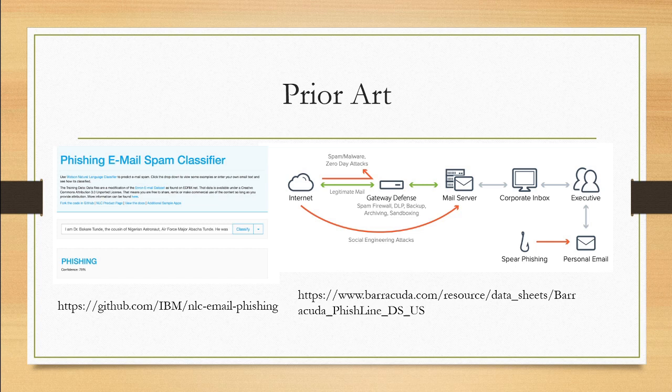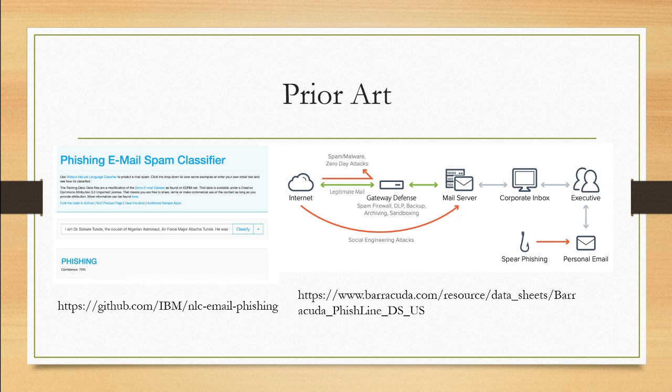So for prior art, there's two things. IBM has a natural language processing email spam classifier, and it uses the Watson system and the Watson algorithm to classify emails. It's on the cloud. You can definitely run it if you have access to it. I wanted to give a standalone program that you can run from the comfort of your computer and doesn't put you in any additional risk.